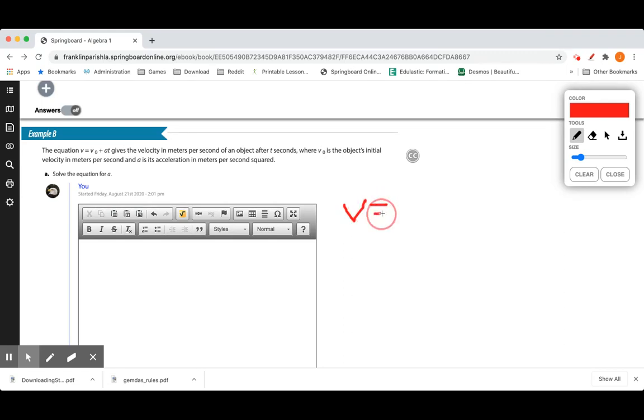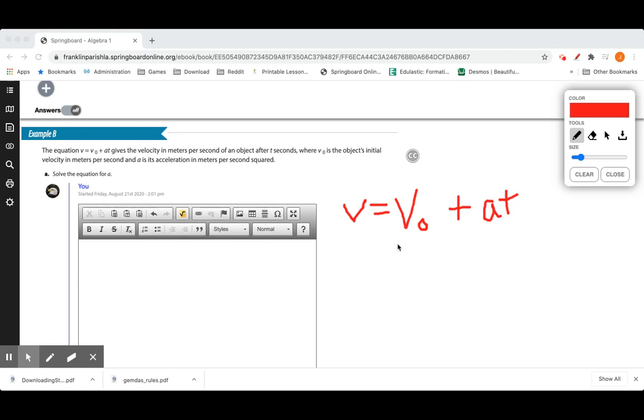V equals v sub o plus a times t. We want to make a be the only thing on this side by itself. Remember, making it the only thing on the right is the same thing as moving it around and making it the only thing on the left. But it's already on the right side, so we can leave it.